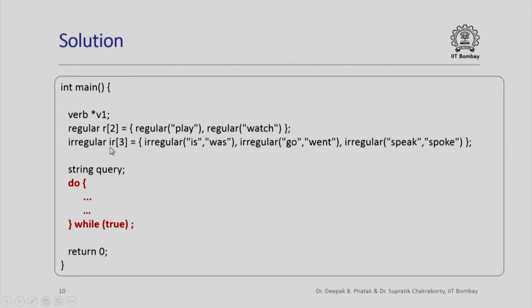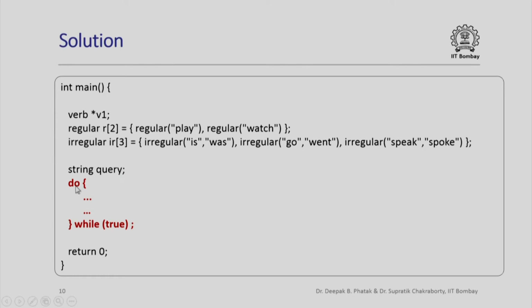Similarly, I have this array IR of irregular verbs. This array is of size 3, and I am going to instantiate this with three objects of the class irregular. Each object is obtained by invoking the constructor of the class irregular with appropriate strings passed as arguments. Recall that a constructor of the class irregular requires the verb as well as its past tense to be passed as arguments, and so that is what we have passed as arguments here. Here is v1, which is a pointer to the base abstract class verb, and here is our query string. We will see how we are going to use this v1 in the subsequent slides.